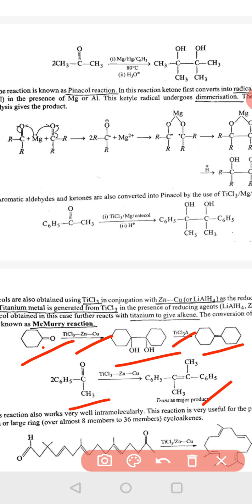This reaction works very well intramolecularly, and it is very useful for the preparation of medium or large ring cycloalkenes. When we use this reaction with a long chain dicarbonyl compound, then intramolecularly this reaction takes place and big rings are formed. Big rings of cycloalkenes are formed as the product. This is an example of such kind of intramolecular reduction. This is all about reduction of aldehyde and ketone. Thank you.